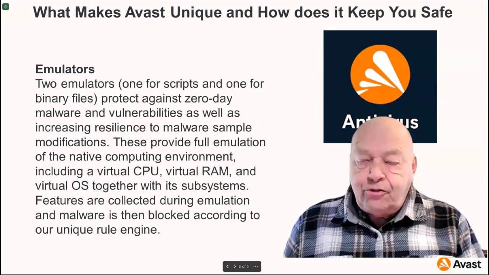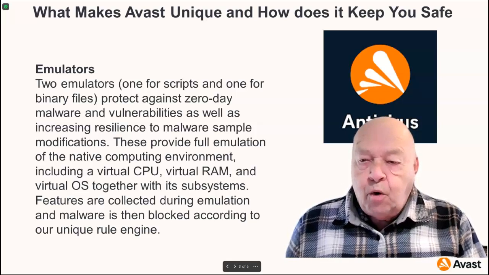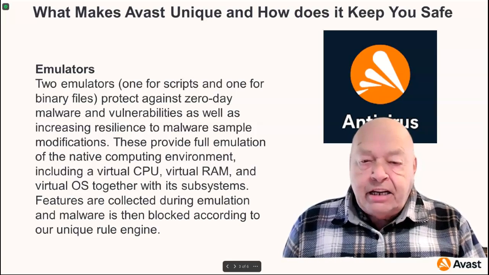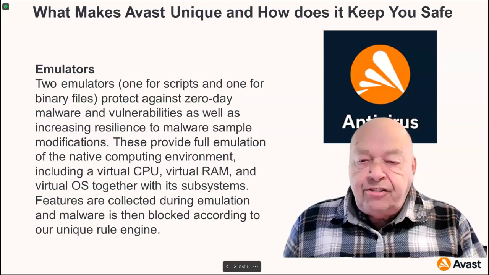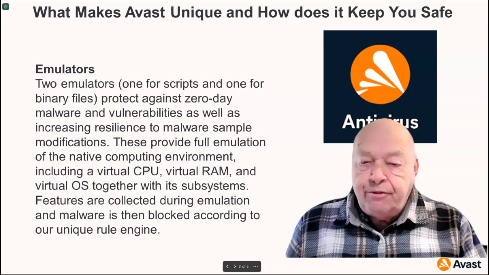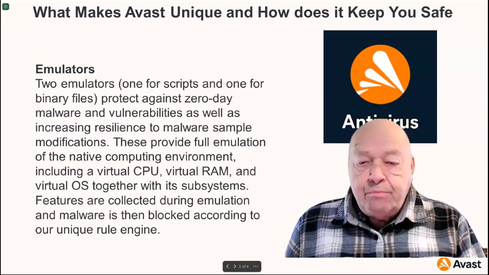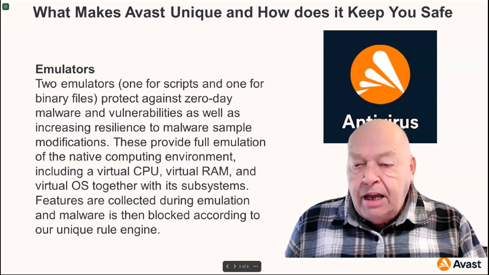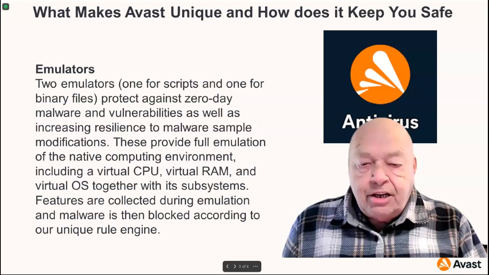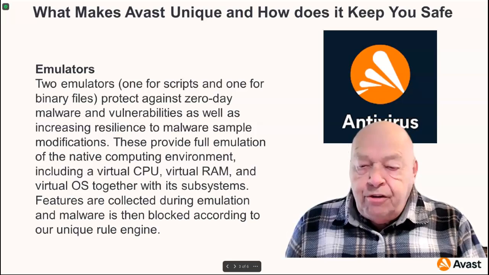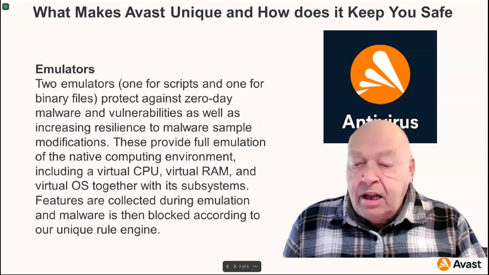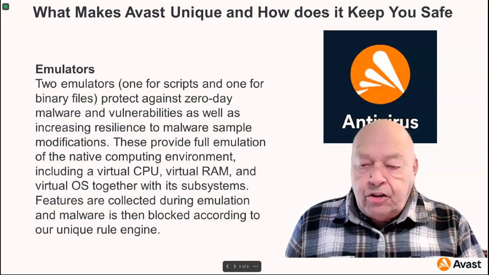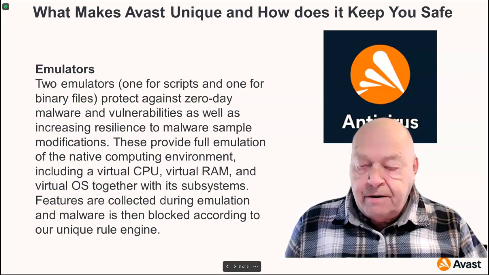Emulators. Avast uses 2, one for scripts and one for binary files. Protect against zero-day malware and vulnerabilities, as well as increasing resilience to malware sample modifications. These provide full emulation of the native computing environment, including a virtual CPU, virtual RAM, and virtual operating system, together with its subsystems. Features are collected during emulation, and malware is then blocked according to our unique rule engine.